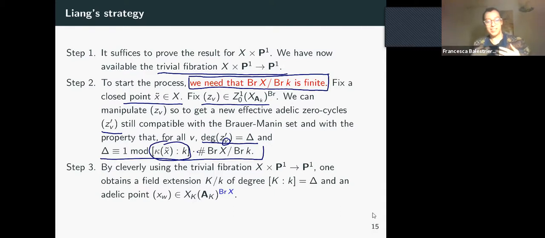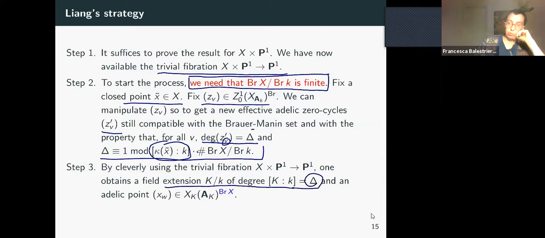Then the next step is to cleverly use the trivial fibration. I mean, this is a delicate step. I haven't put a lot of details, but the idea is we exploit the trivial fibration, and by using essentially weak approximation, we can find a field extension of degree delta, the same delta as before, satisfying these nice coprimality conditions. And we can find not only this finite extension K, but also an adelic point in this set here. So this is the set of big K adelic points.